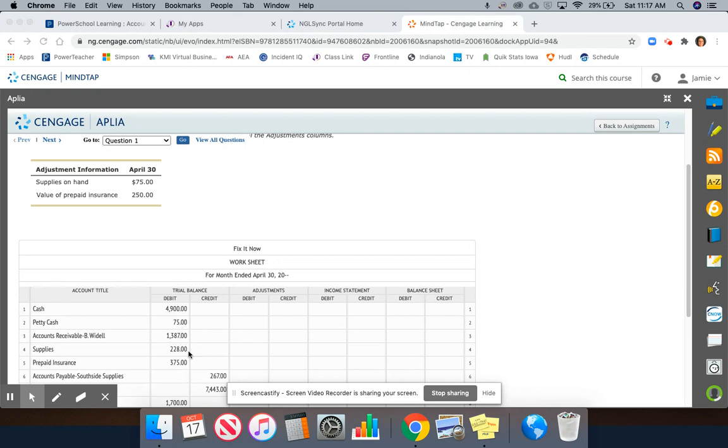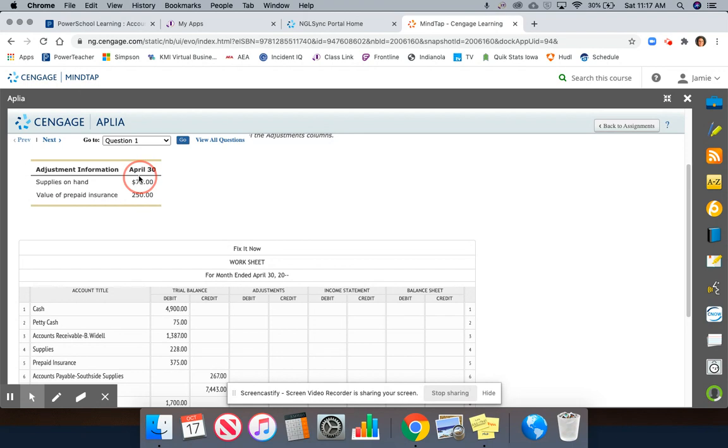So our balance at the beginning of the month was $228 worth of supplies in our supply closet. At the end of the month, someone went through our supplies closet and determined that we have $75 worth of supplies actually on hand at the end of the month. Please do not use these two numbers as the adjustment. Those are just telling us how much we have on hand at the end of the month.